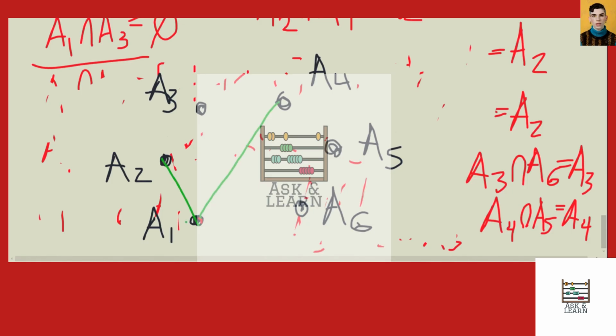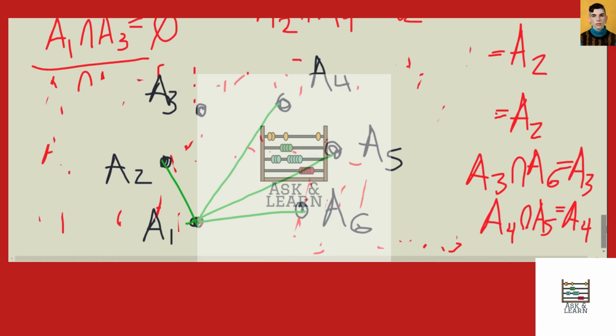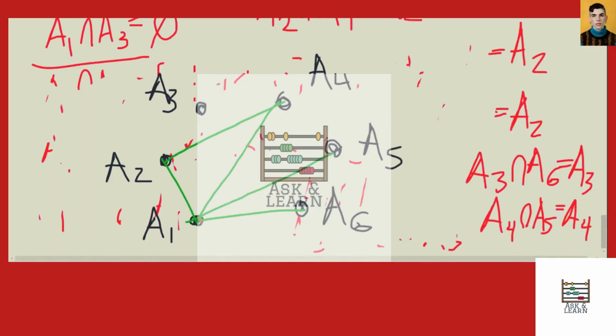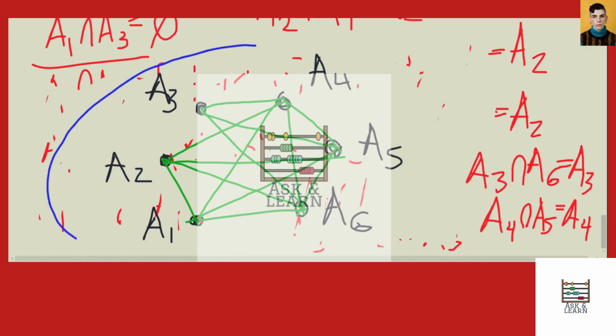1, 3 is not an edge. 1, 4 is an edge. 1, 5 is an edge. 1, 6 is an edge. 2, 3 is not an edge. 2, 4 is an edge. 2, 5 is an edge. 2, 6 is an edge. 3, 4 is an edge. 3, 5 is an edge. 3, 6 is an edge. 4, 5 is an edge. 4, 6 is an edge. And 5, 6 is an edge. And so we obtain this intersection graph.